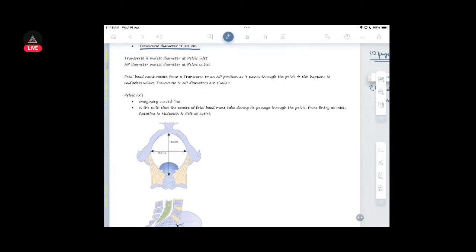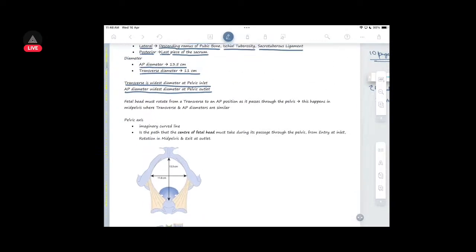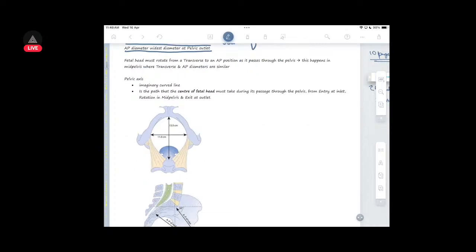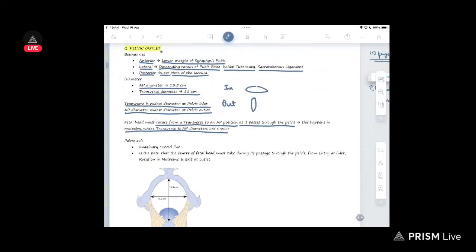Transverse is the widest diameter at the pelvic inlet. AP is the widest diameter at the pelvic outlet. AP is more in the pelvic outlet, transverse is more in the pelvic inlet. So you can remember it like this: in, out. The fetal head must rotate from a transverse to AP position as it passes through the pelvis. This happens in the mid pelvis where transverse and AP diameters are similar. In the mid pelvis it is a circle.